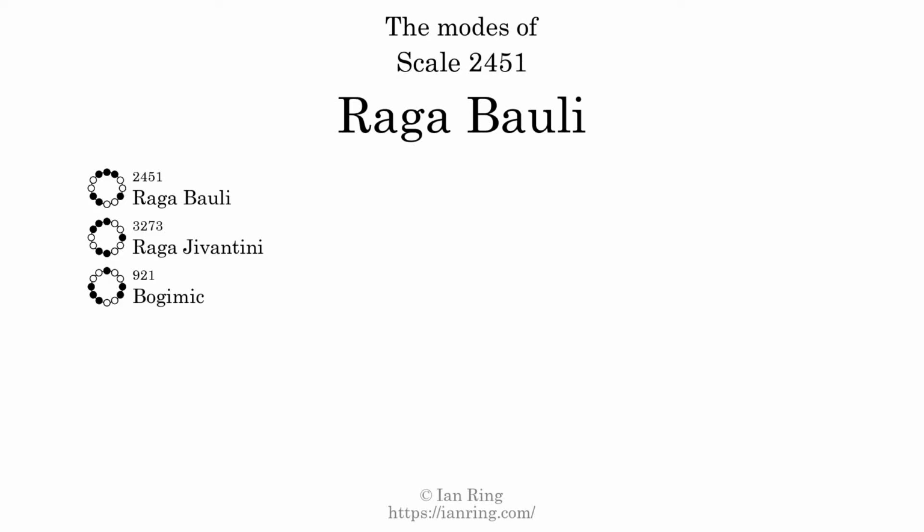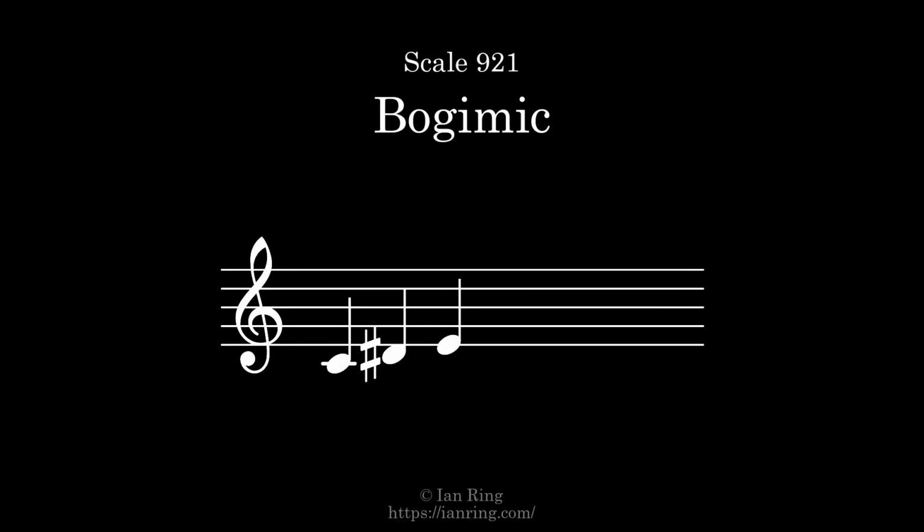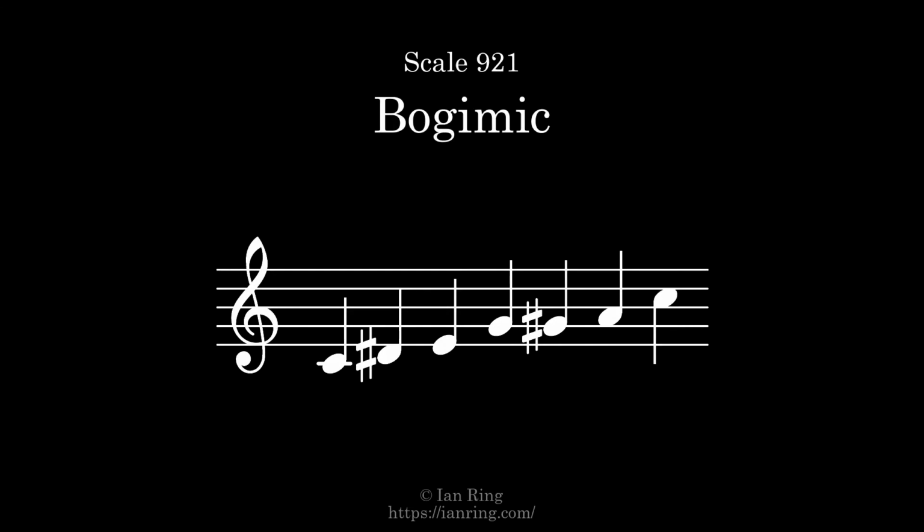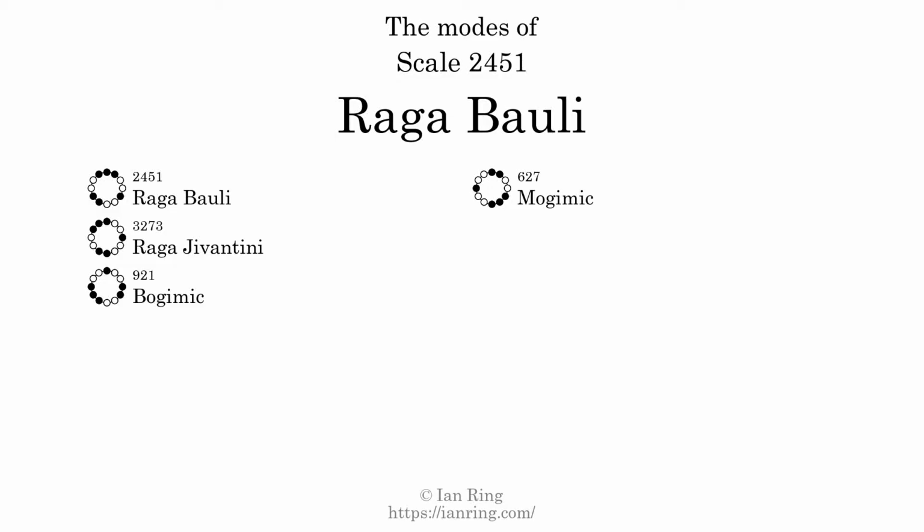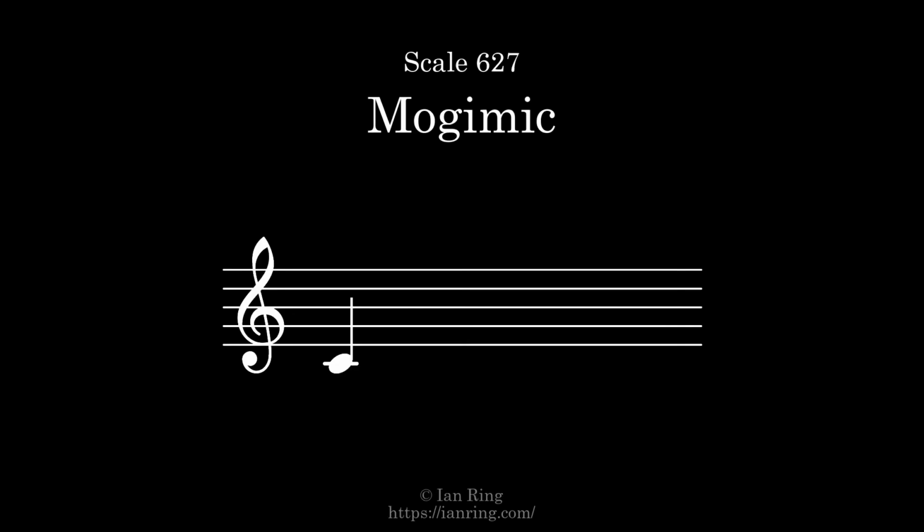The third mode is scale 921, also known as Decrymic. It sounds like this. The fourth mode is scale 627, also known as Decrymic. It sounds like this.